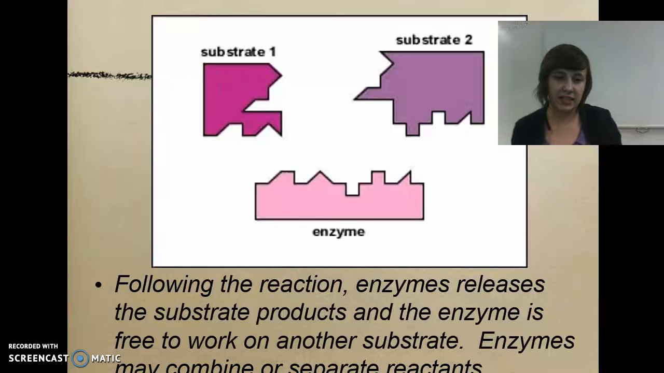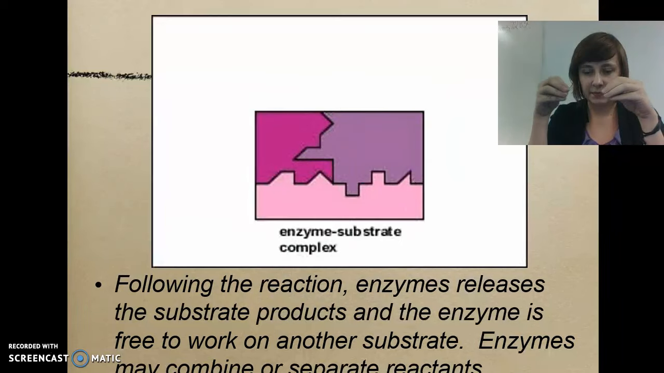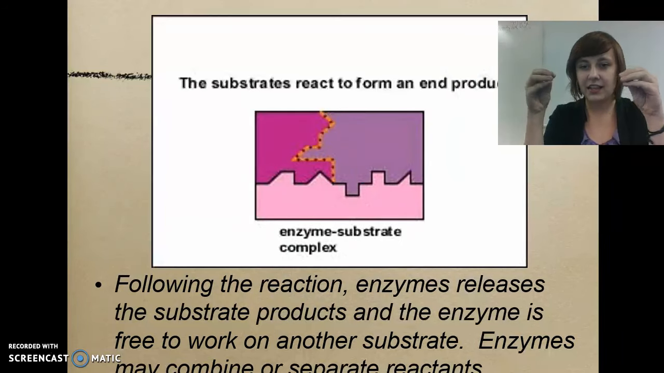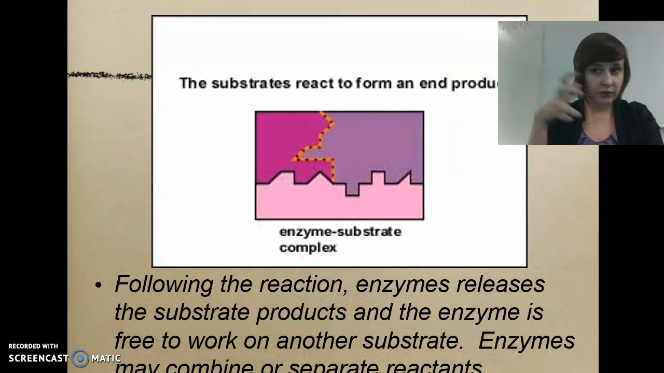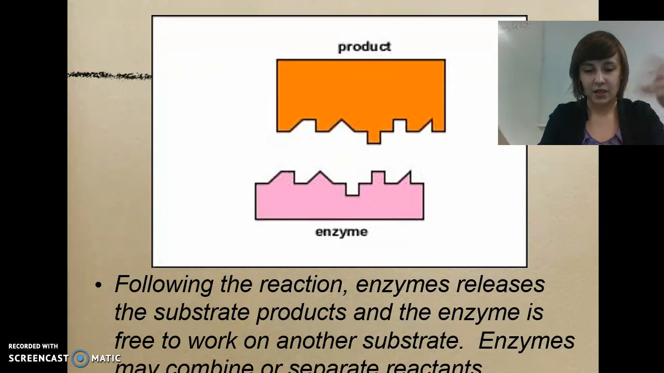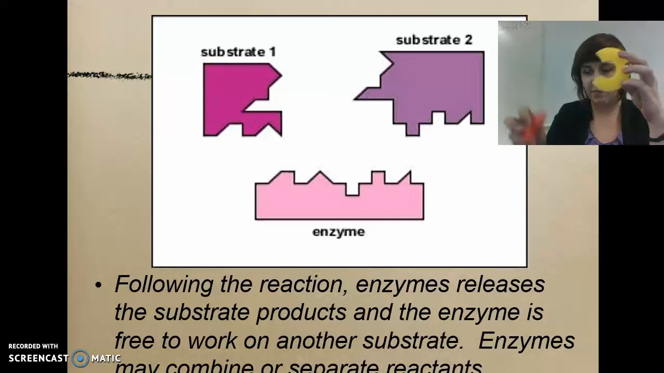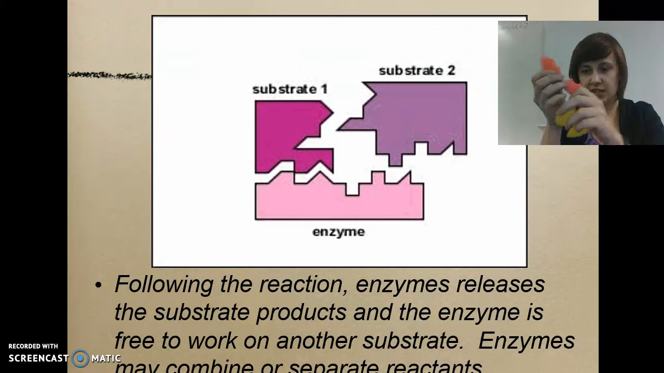So this is what it's going to kind of look like. Our substrates are going into the enzyme. They fit in there just like a lock and key. Some sort of reaction happens here in the middle, and then a product leaves. If we're looking at this one, we've got our enzyme, and in this case we're building up a molecule. So we've got two different substrates.